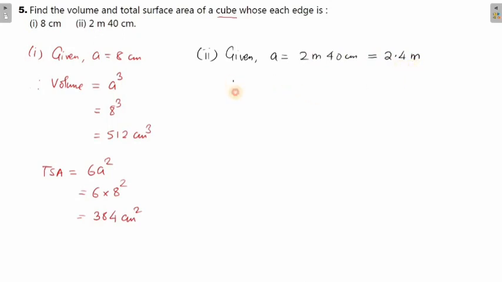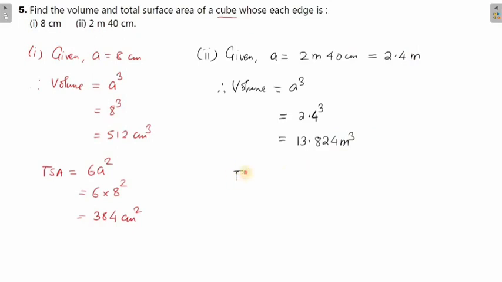Now simple, others are the same, so volume will be a cube. Therefore your volume is going to be a cube, that is 2.4 cube. So 2.4 cube means 2.4 into 2.4 into 2.4. When you calculate this, you get 13.824. So this is your volume in meter cube. I'm sorry, this is not centimeter cube, this is meter cube, because the unit is in meter.